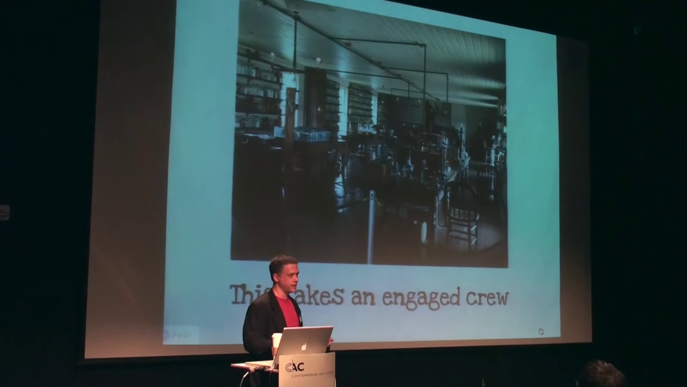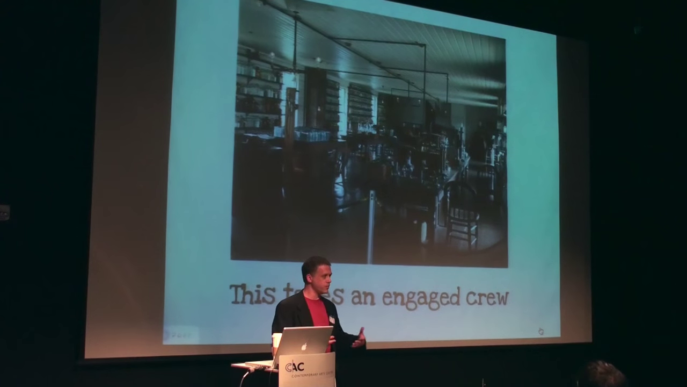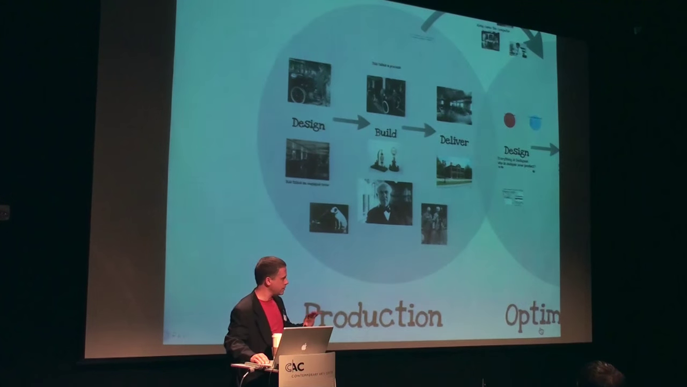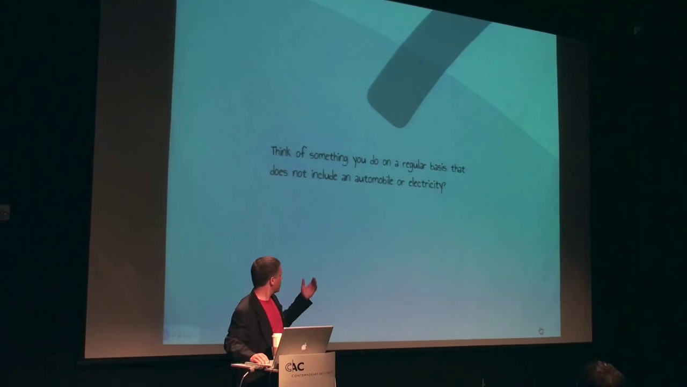But his whole process takes an engaged crew. He needs a group of people who are working together towards an end. And they're all working in the same space. They're all working towards something. So unfortunately, what ended up happening is we took a lot more of what Henry Ford was up to than what Thomas Edison was up to. It's difficult to think of something that we use on a daily basis that doesn't include electricity or an automobile.